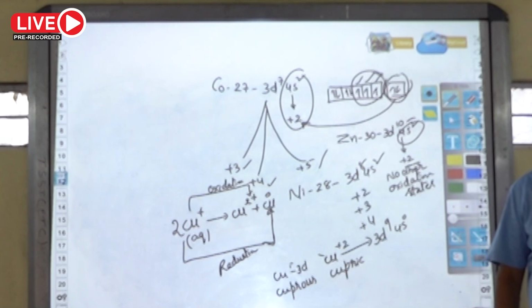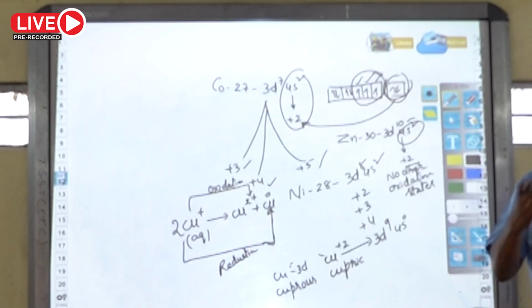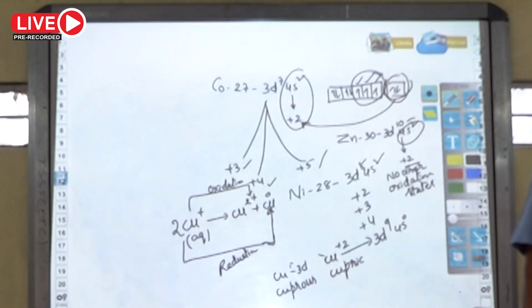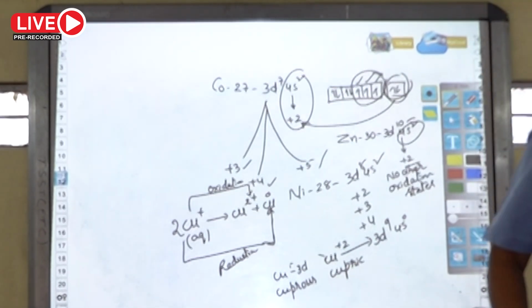all the d block elements we should not call transition elements. Here we should have a clear-cut demarcation. What is the difference between a d block metal and a transition metal? D block metals are those in which the last electron enters into the d sublevel.